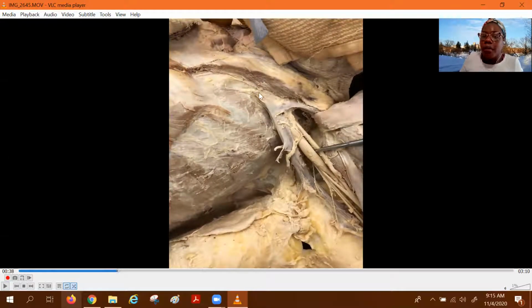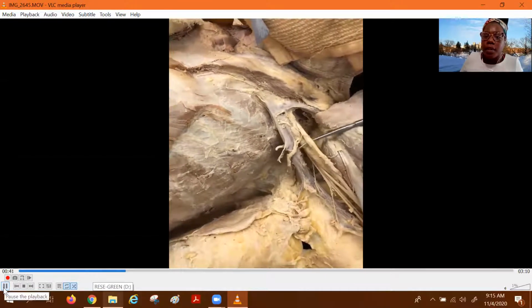So subclavian artery and vein are going to be underneath the clavicle. So here's the clavicle region here. When it gets into the axilla, which is really the armpit region, it's going to change to the axillary vessels. And then as it begins to run alongside the brachium, the arm, it's going to become the brachial artery there.